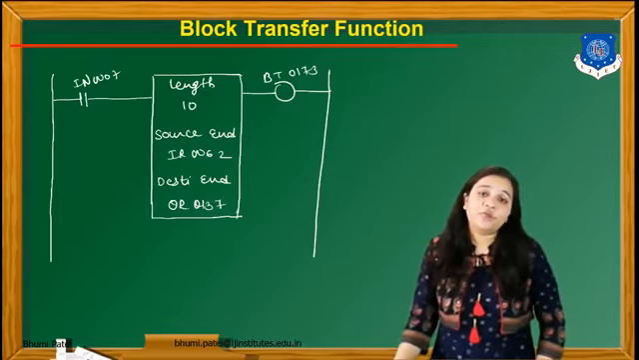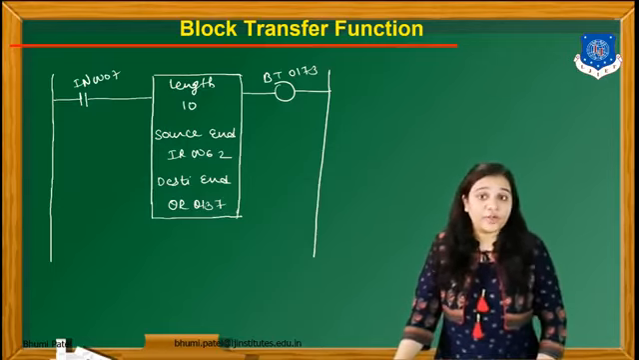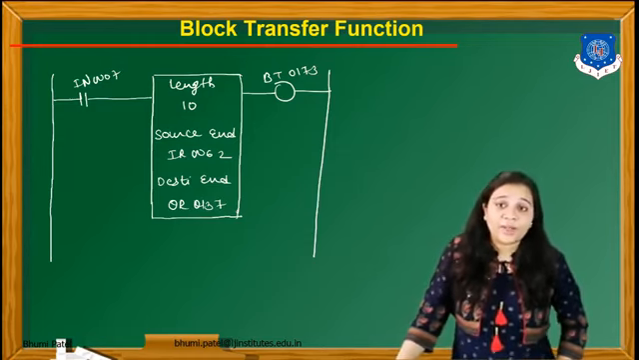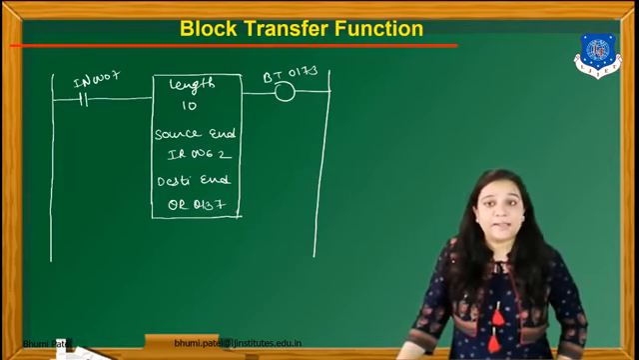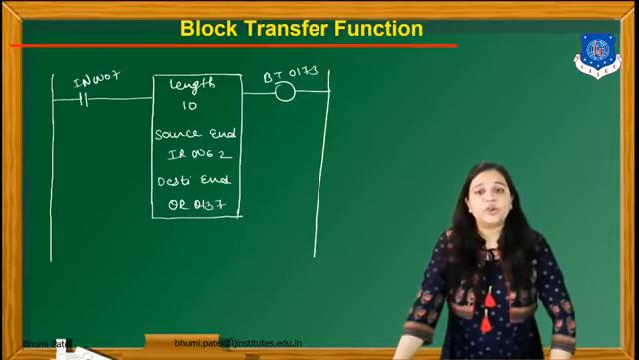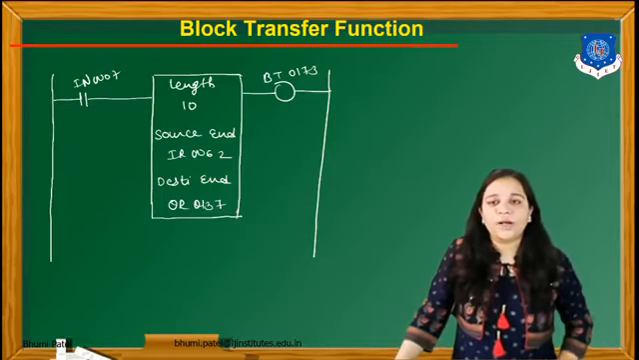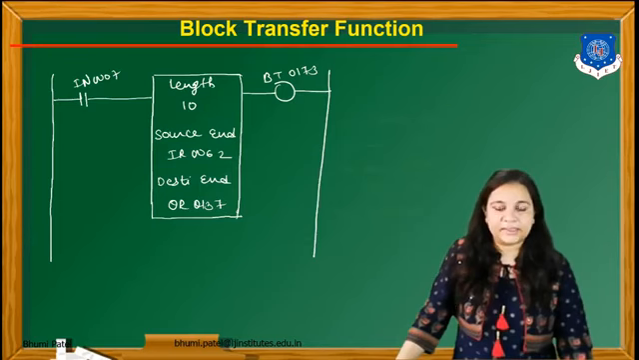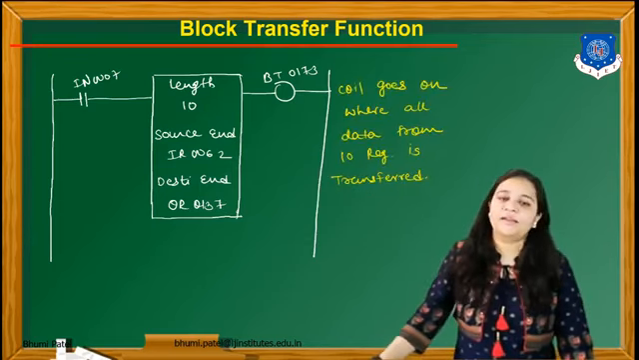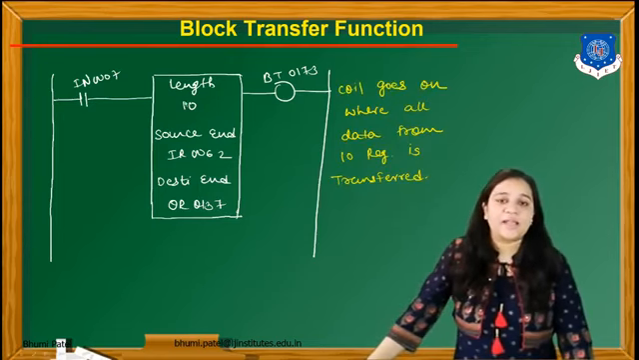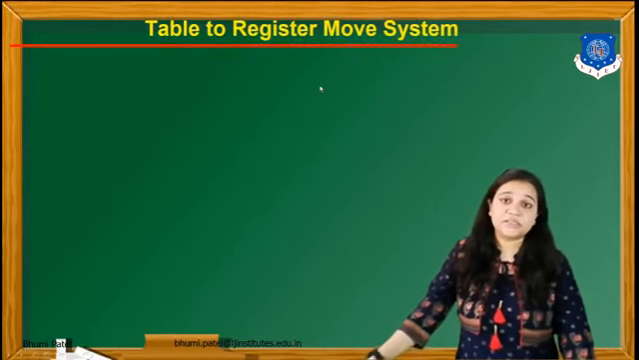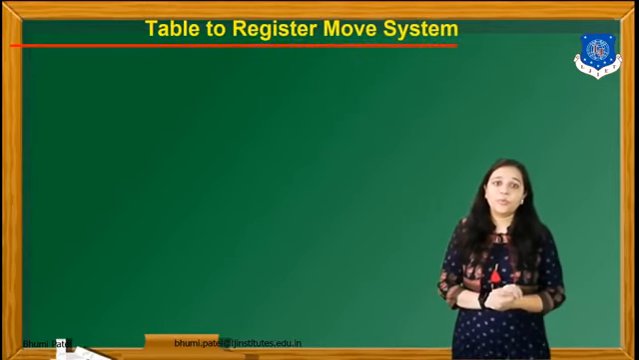How many times would you have to use the move function? If we have to transfer 10 registers, the program would be executed in 10 lines. Using the block transfer function, we execute it in one simple line. Clear? Now, while the data from all 10 registers is being transferred, the output stays on.